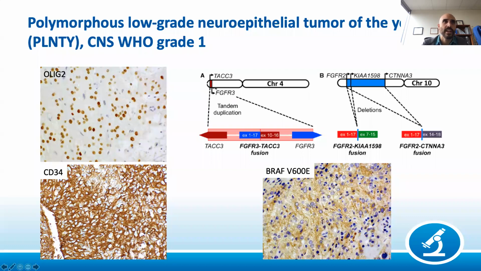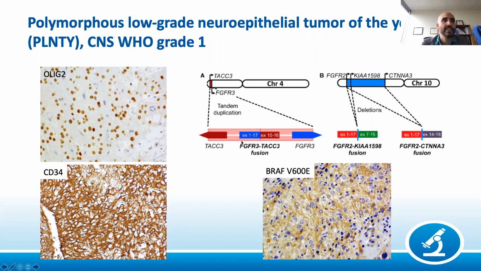So unlike the two previous entities, this tumor is a little more heterogeneous in terms of its spectrum of molecular drivers. However, most of the time you're talking about BRAF V600E or fusion events in FGFR2 or FGFR3. There are some NTRK fusions that have been more recently described, but really these are the more common molecular alterations that you're going to be looking at.